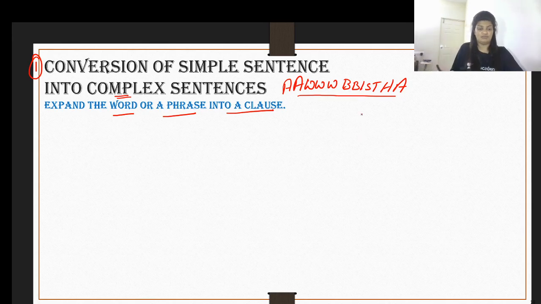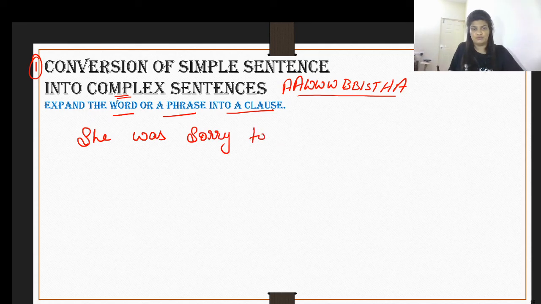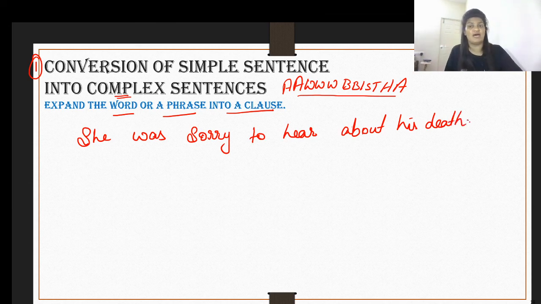Let me give you an example. Let me first write the simple statement for you. She was sorry to hear about his death. So we have one subject here and one verb here, which is a finite verb, right? Do we have any other subject or any other finite verb? Of course not. Do we have any conjunction here? Definitely not. So we have to convert the phrase.